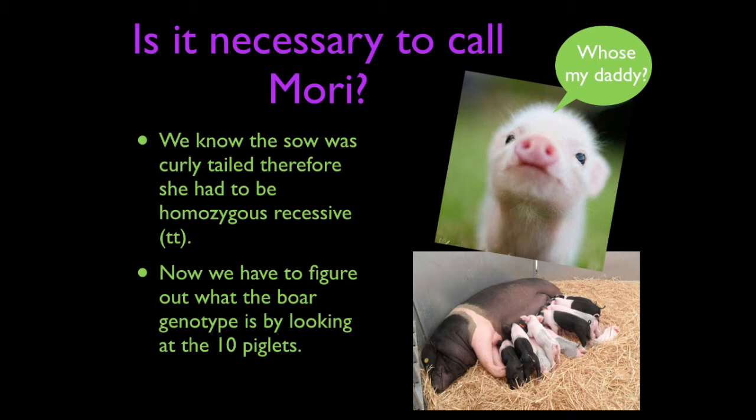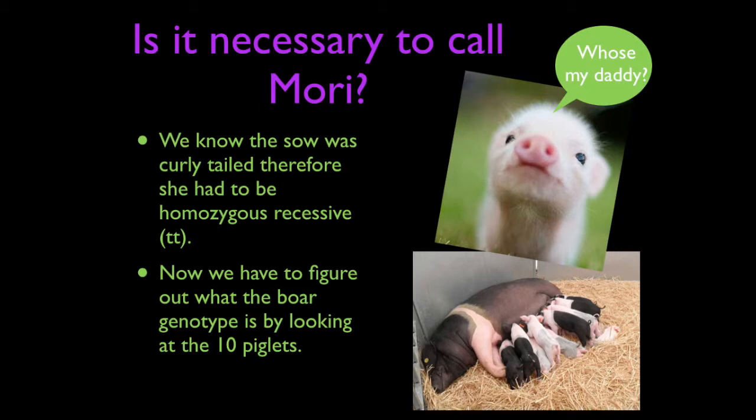Now, Farmer Jamie's not stupid. He knows what a test cross is, and he knows that this is what he's got to do in order to find out who the daddy is. So, is it necessary to call Maury, or can he figure this out on his own?